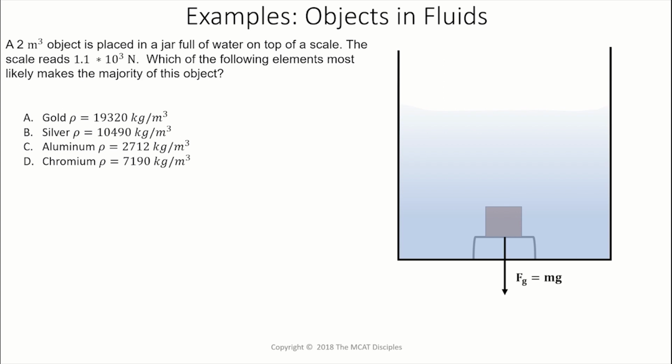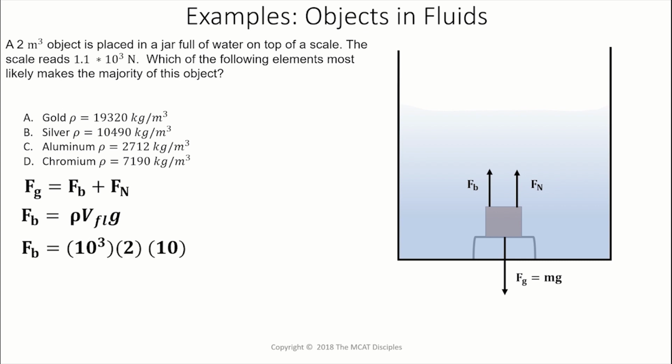Okay, so let's draw our forces. We have the force of gravity downward, that's mg. You have the buoyant force upward, and then you have that contact force, the normal force upward, an equal and opposite force. Okay, so then we say the force of gravity is equal to the buoyant force plus the normal force. The buoyant force is equal to rho V fluid g. We know what that volume is. It's 2 meters cubed. And so we plug in our values, and we find the buoyant force is equal to 2 times 10 to the 4, and that should be in newtons.